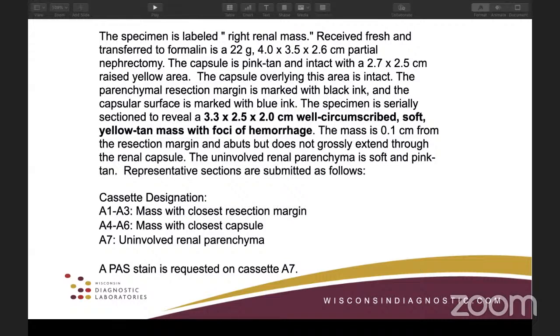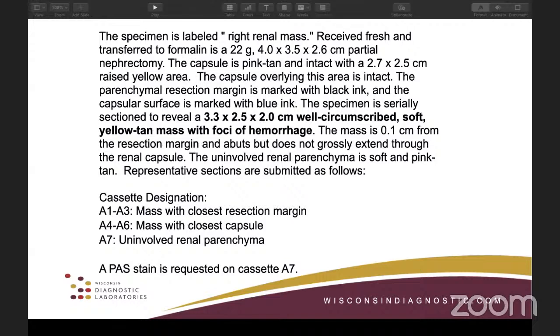And then at the bottom, the cassette designation, that should always be at the end of your gross description and kind of separate. We do it with a separate paragraph like this. So you can see I've got the first 3 sections, mass with the closest resection margin, the next 3 are the mass with the closest capsule, and then the last one is uninvolved parenchyma. And where I work, we order a PAS stain. On any kidney specimen, we order it on the uninvolved parenchyma. So that's what the last sentence at the end is about.